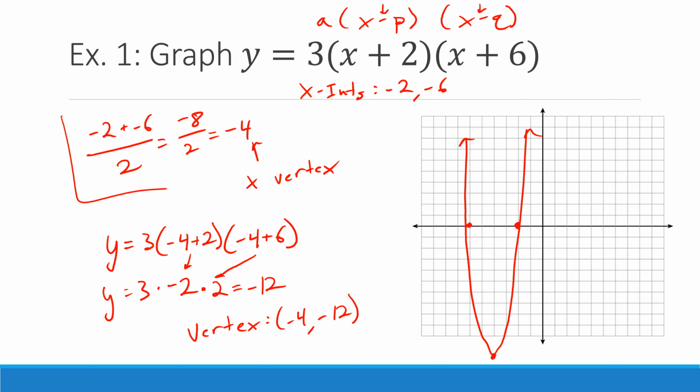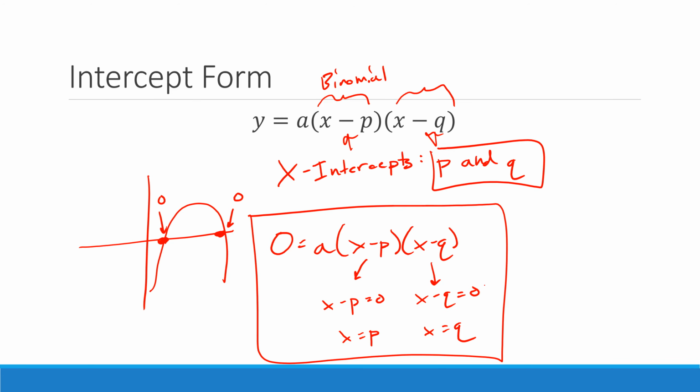Let's put this property on the first slide. In order to find the vertex, I need to take the average of the two x-intercepts. So I'm going to add up P and Q and divide by 2. That will give me the x-coordinate of the vertex, because of symmetry, the vertex will be directly in between.